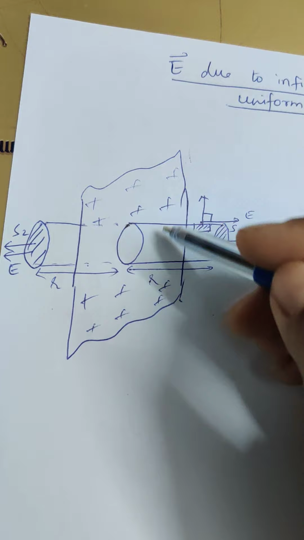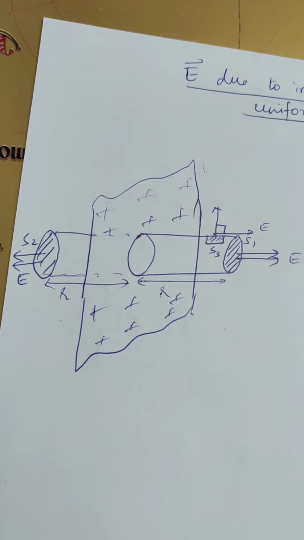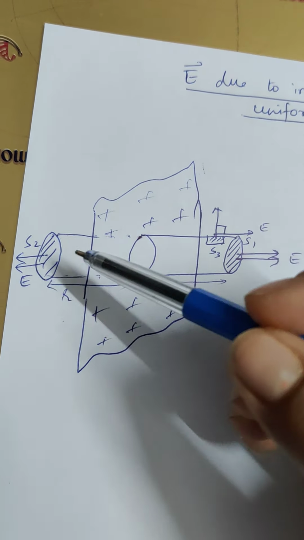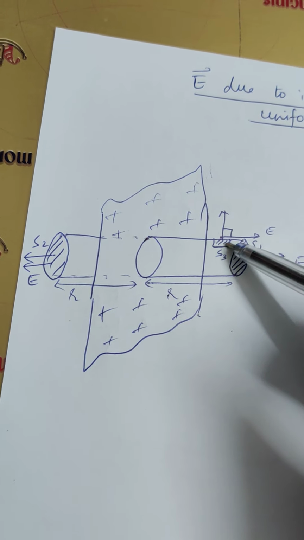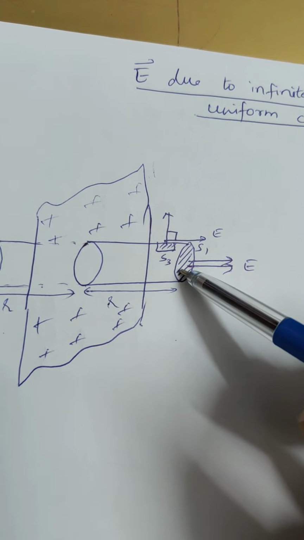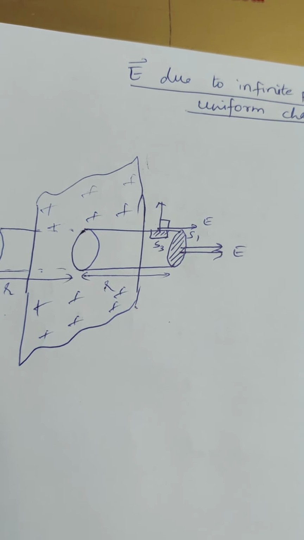Now suppose the sheet has a positive charge. It can be negative. I assumed it to be positive. Only the direction will change, nothing else. So, in the cylinder, I'll take three surfaces: one base S1, another base S2, and the third, the curved surface. For S1, this is the direction of the area, and the electric field is radially outward for the sheet. So they both are in the same direction. Theta will be 0 degrees.